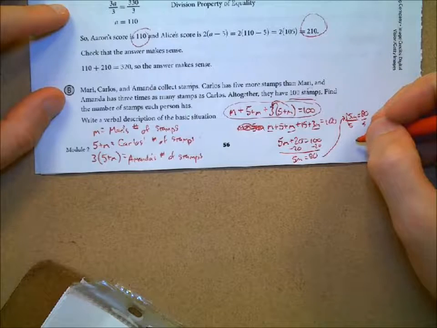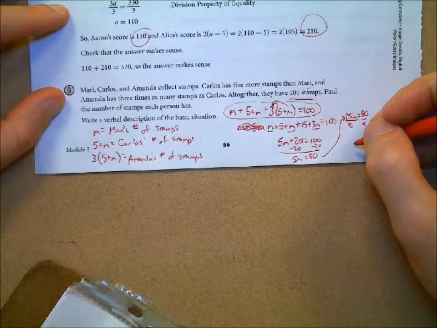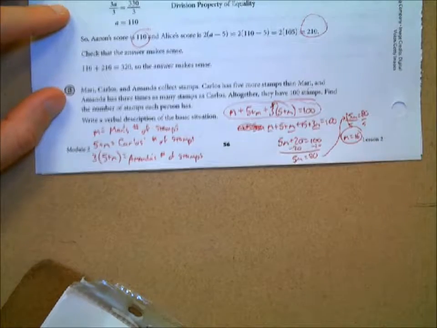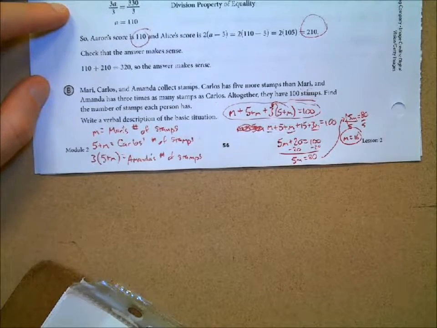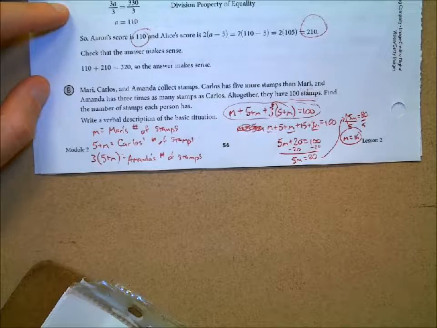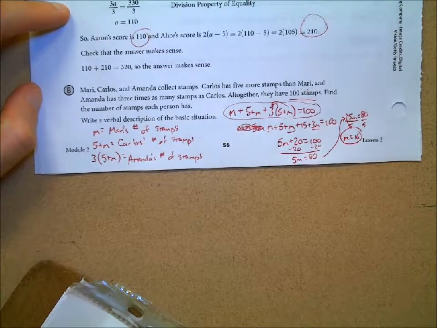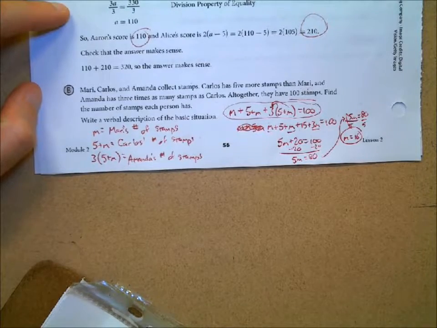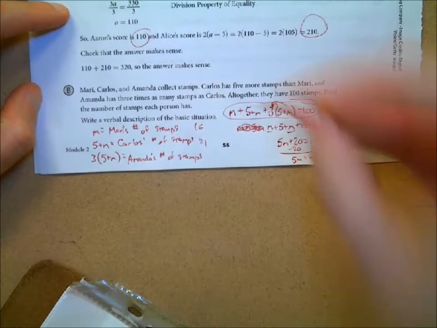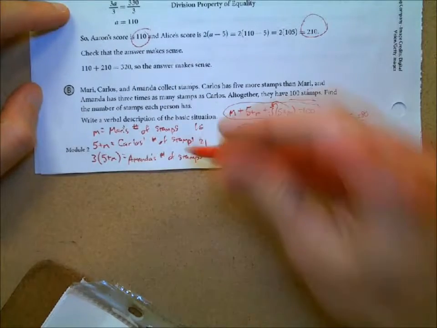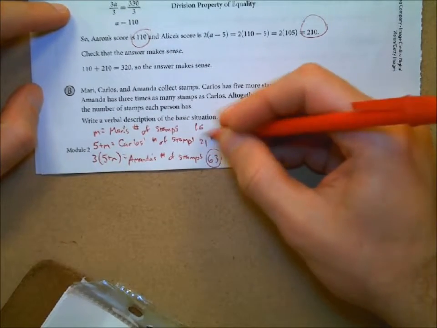Anyone got it? 16. That's right. M equals 16. All right, so who has 16 stamps? Marie does. How many does Carlos have? Add 5, so 21. And then Amanda has 3 times Carlos. So 3 times 21, 63. Okay? Wow, that was fun.